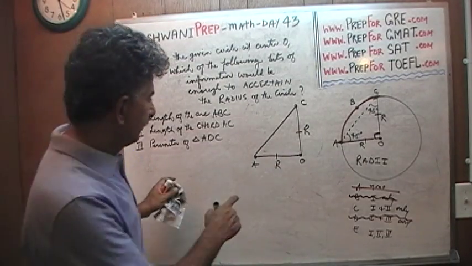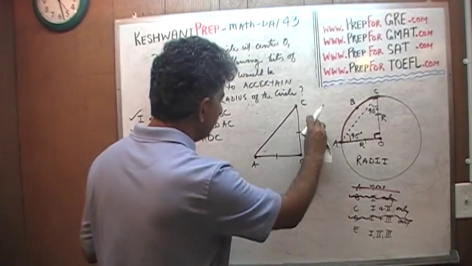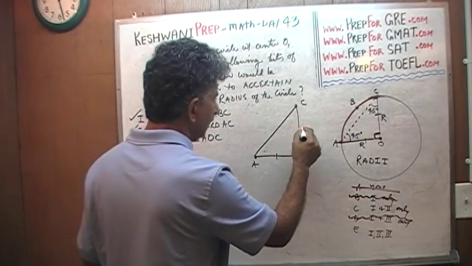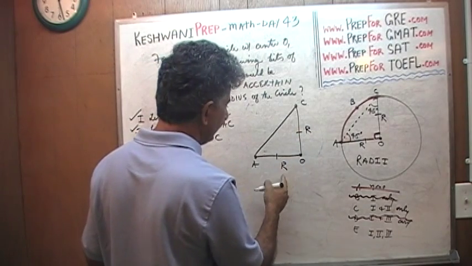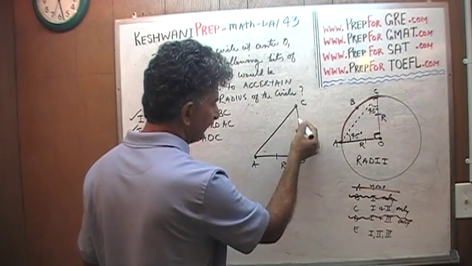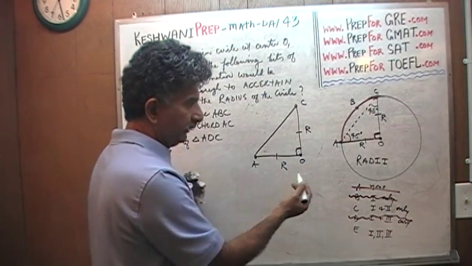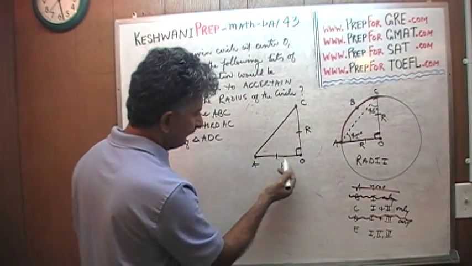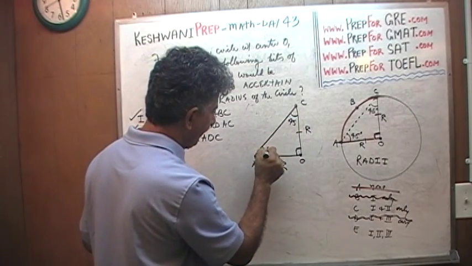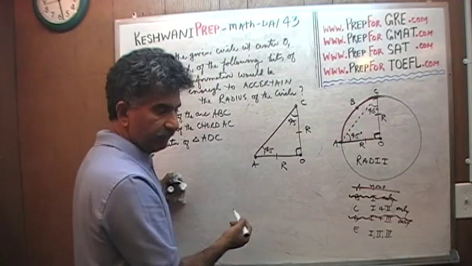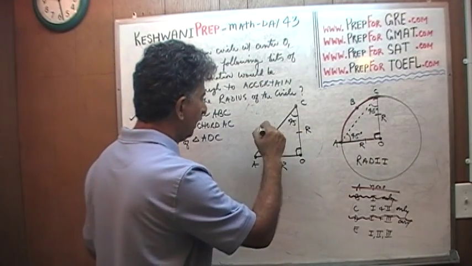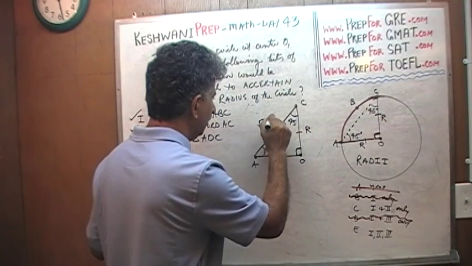So from here to here is R. This is to denote that these two sides are equal to each other. This is R, and since this is 90 degrees, and since this side equals this side, because they are the radii, therefore this is a 45-45 triangle. And as we already discussed, in a 45-45 triangle, the sides come in a ratio of 1 : 1 : root 2. R, R, root 2 times R.